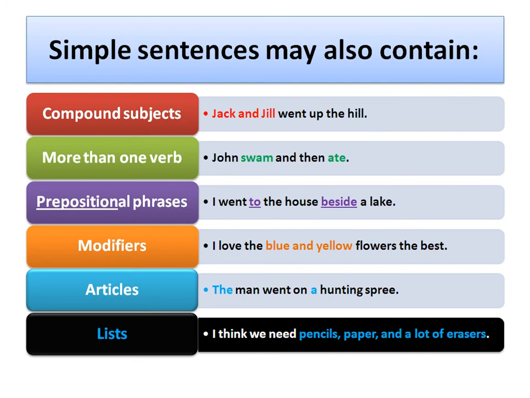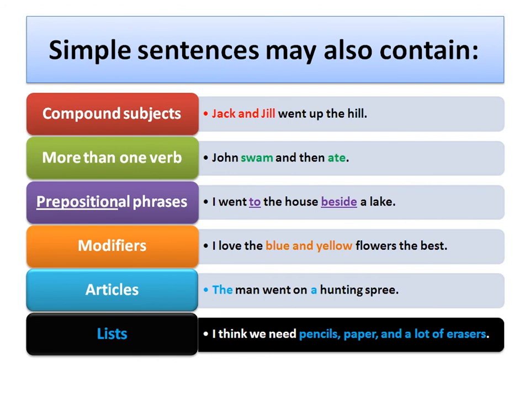There can also be modifiers in your sentence. In this case, we've used adjectives to describe what kind of flowers I love the best. I love the blue and yellow flowers the best. Blue and yellow are modifiers describing flowers. You can also have articles in a simple sentence, a, an, and the. In this sentence, the man went on a hunting spree. There are two articles here.